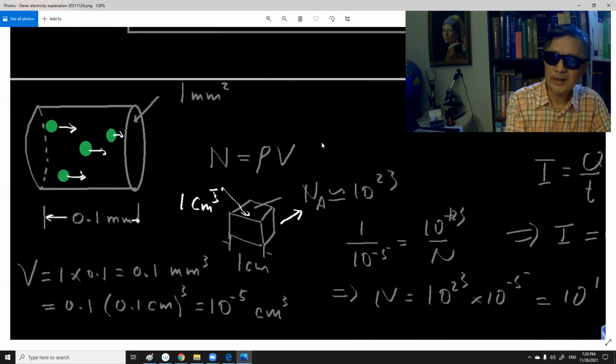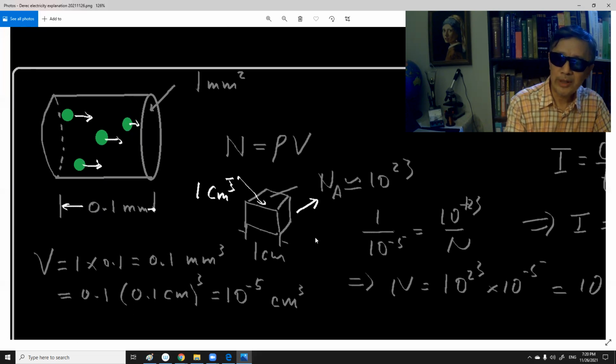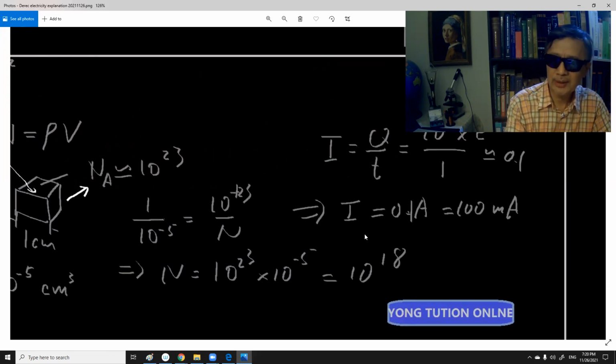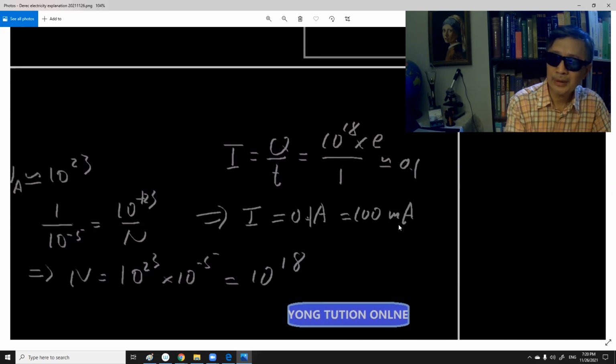So if we assume we use a copper wire whose cross section is about 1 millimeter square, and per minute the electron can move 0.1 millimeters, then based on these two numbers we can work out that the current is actually 100 milliamp.